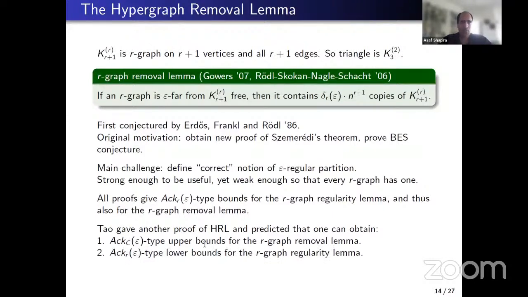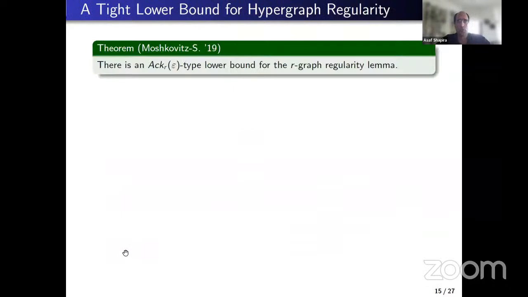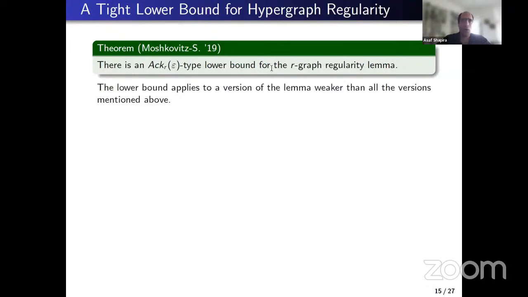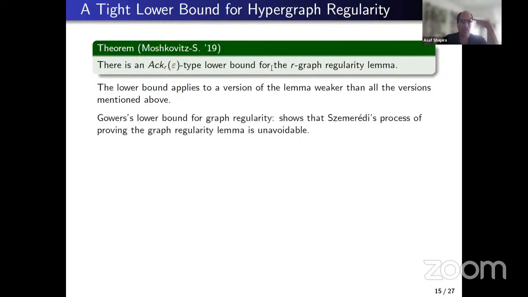But on the other hand, that for the regularity lemma itself, we do need to pay bounds that are on the r-th level of the Ackermann hierarchy. In joint work with Moshkovitz, we confirmed this second prediction of Tao, meaning that there is an Ackermann-type lower bound for the r-graph regularity lemma. As I've said, there are many variants of this regularity lemma, but our lower bound actually holds for a very weak version of the hypergraph regularity lemma that is weaker than all of these variants. Therefore, it gives a lower bound for all of these variants.